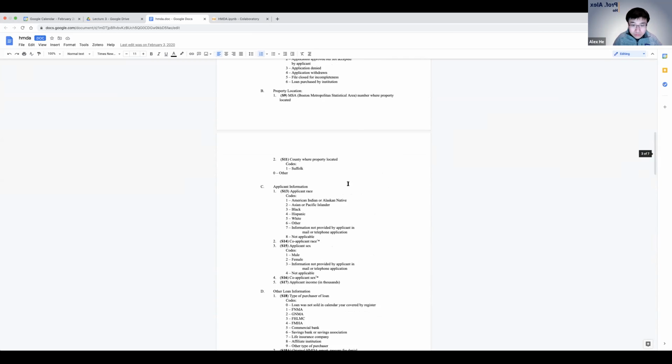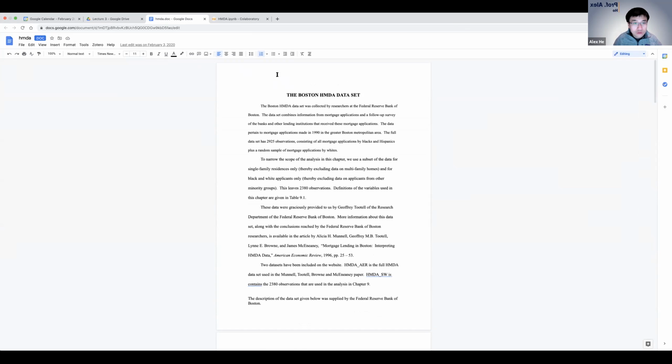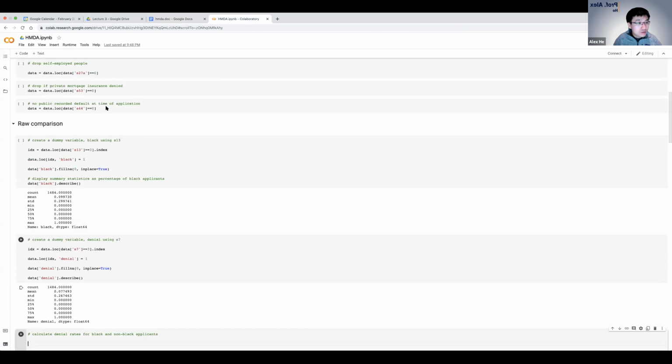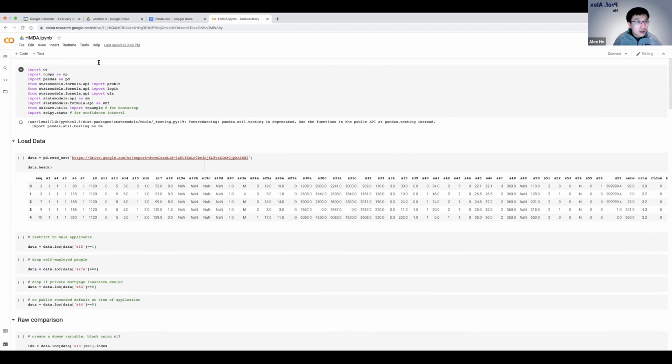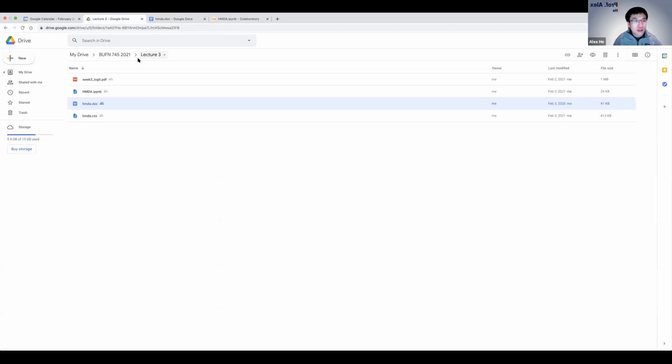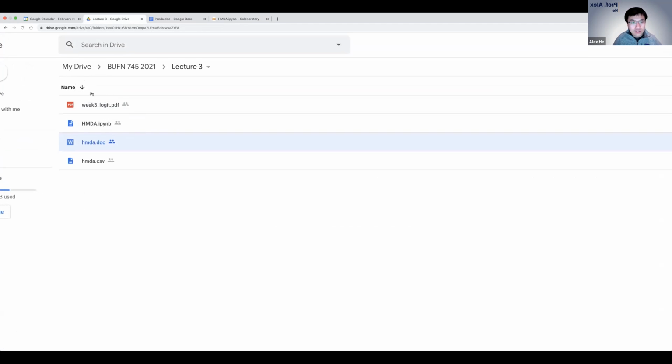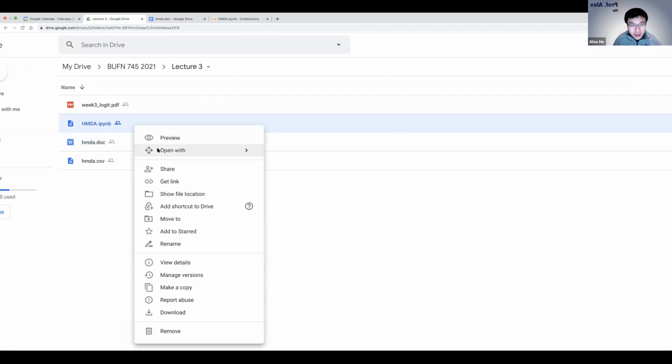So we'll come back to this document later, but let's first open the notebook. So every time for the examples, you should just copy the file I have, like right click on this Python notebook and then make a copy. And then have that copy in your Google Drive, and then you can make edits on it, okay? All right.